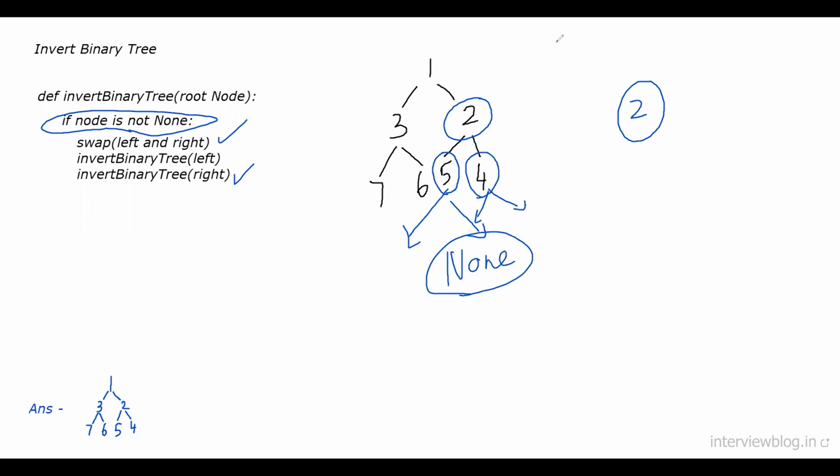So for this none node, there are no left and right pointers. So we cannot perform a swap for a none node. So that is why we are initially checking if the given node is not a none node. So hope you understood the problem.